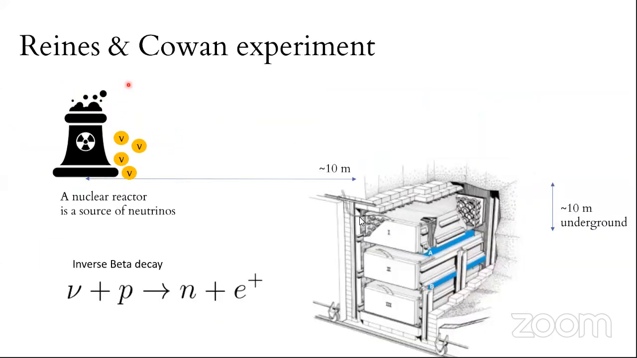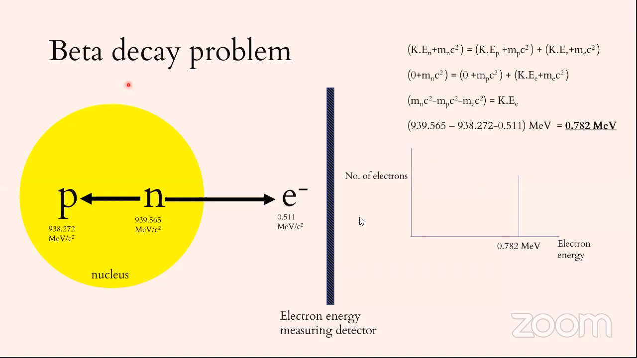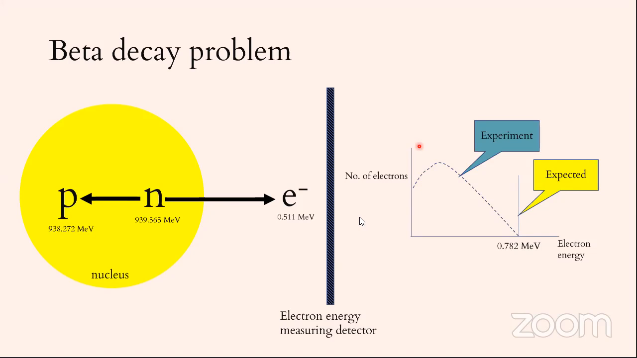Let me go back. I think you're mentioning this slide, right? Yes. So the mass of the neutrino can be estimated from this endpoint energy. This is the endpoint energy, the maximum energy of the electrons that are emitted in this.